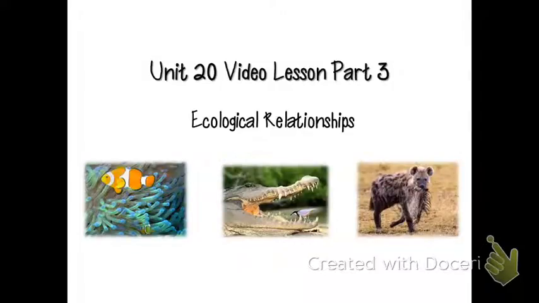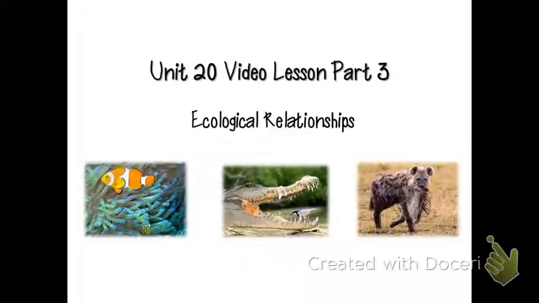This is your Unit 20 video lesson part 3, in which we're going to discuss various different ecological relationships. Another term for this would be symbiosis. So this is going to discuss how different organisms have evolved over time to work together and make the most of their habitats and environments around them.